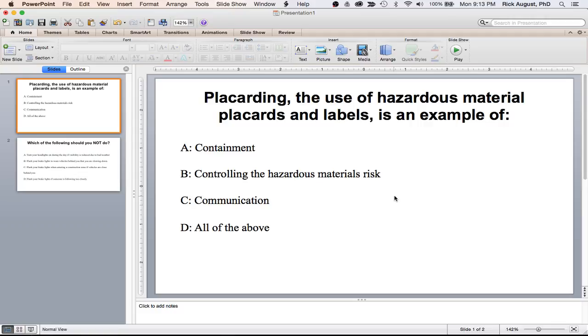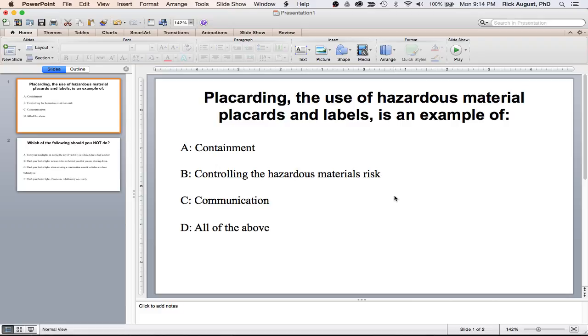So this is a hazardous materials question, and CDL drivers have to transport hazardous materials for most companies. Some companies may not, but they may have to. So the way that you go about answering this question, so placarding means the signs on the side of the trailer that indicate that there is hazardous material inside of the trailer. So placarding, the use of hazardous material placards and labels, is an example of.